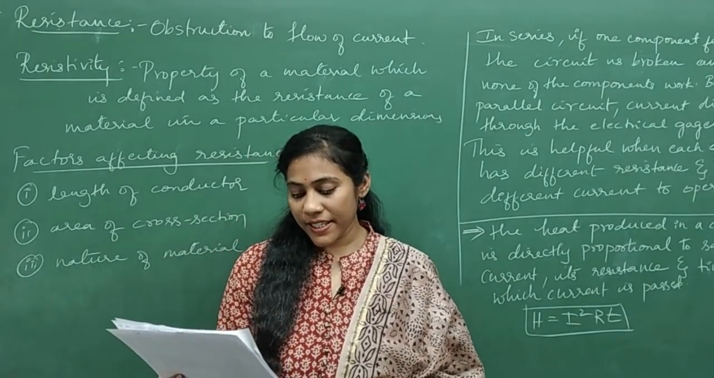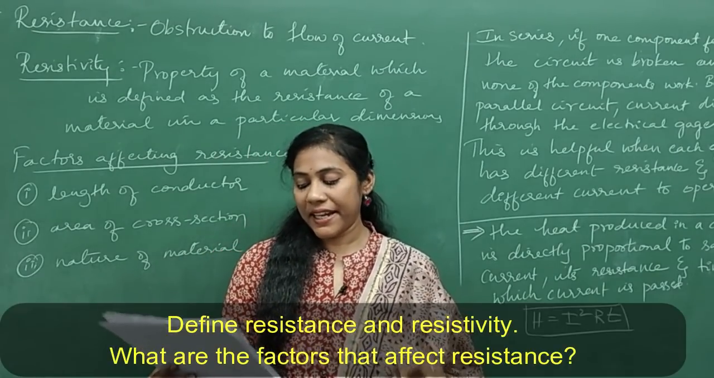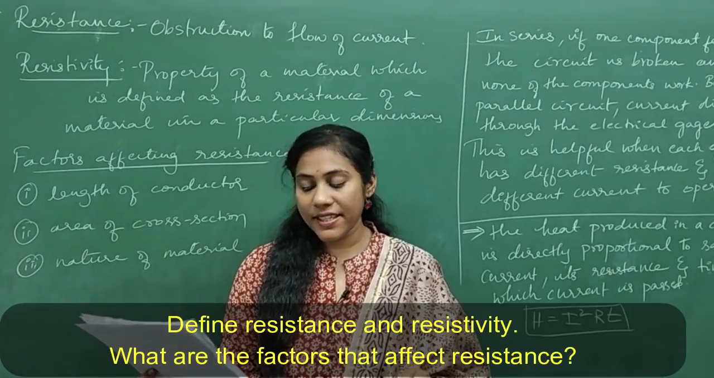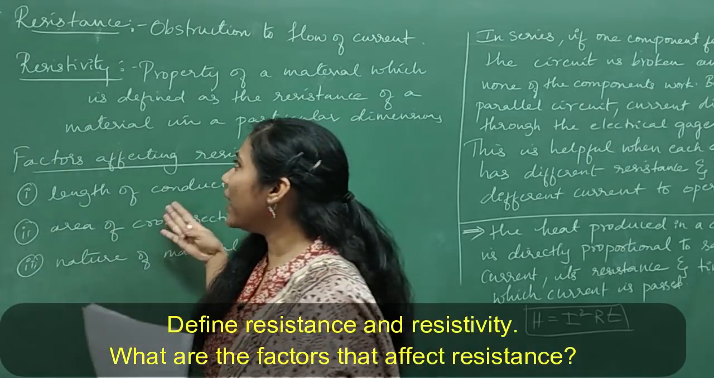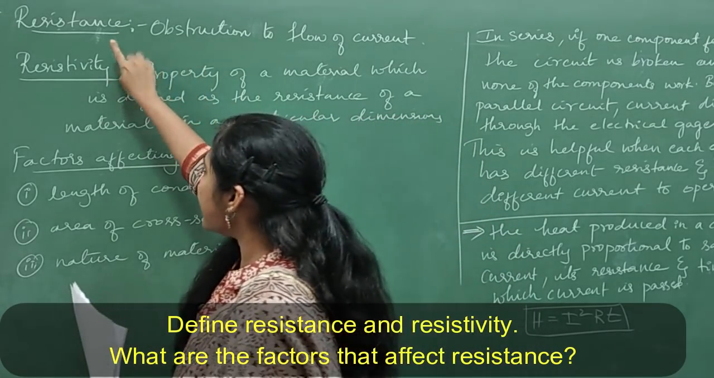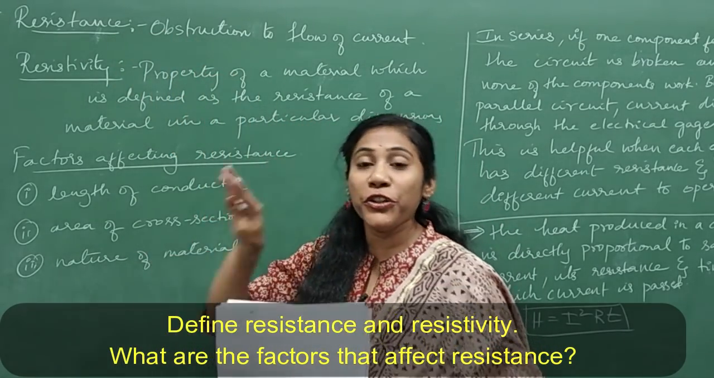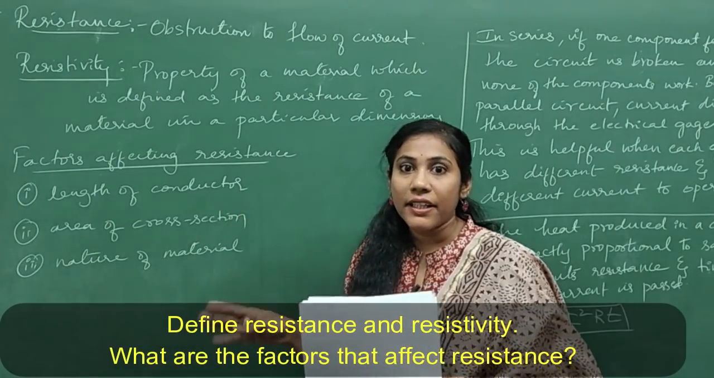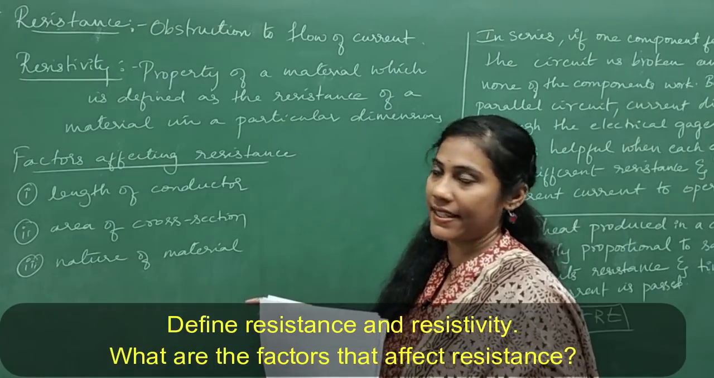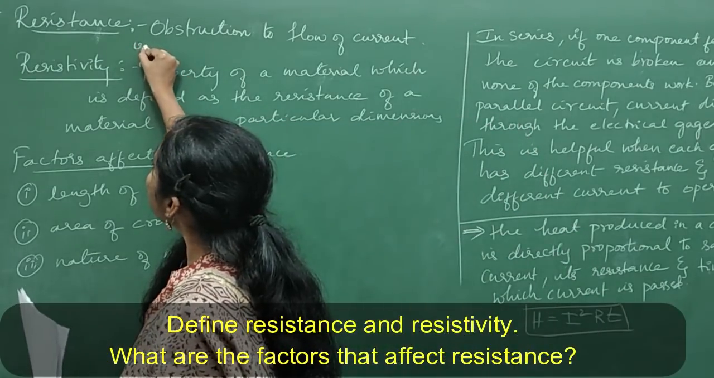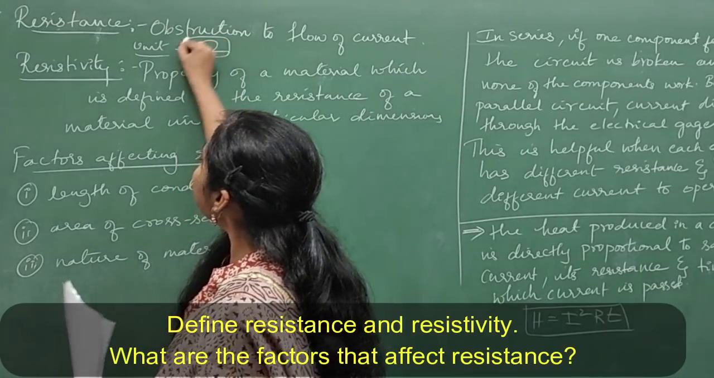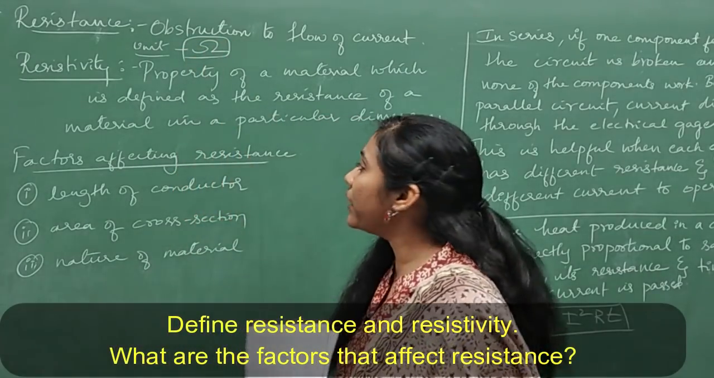The question is, define resistance and resistivity. What are the factors that affect resistance and resistivity? So here I have written the definitions for you, simple definitions. Resistance is nothing but obstruction to the flow of current. Restriction to the flow of current is called resistance. And can you tell me what is the unit of resistance here? The unit is ohms, right? So remember the unit also.